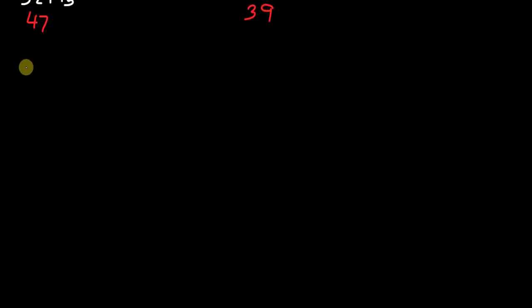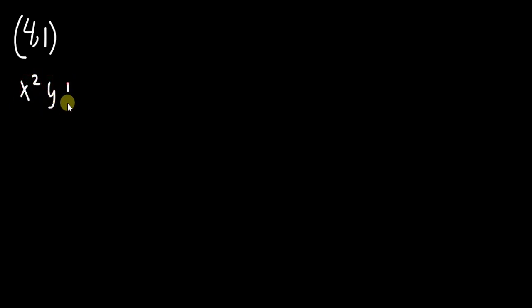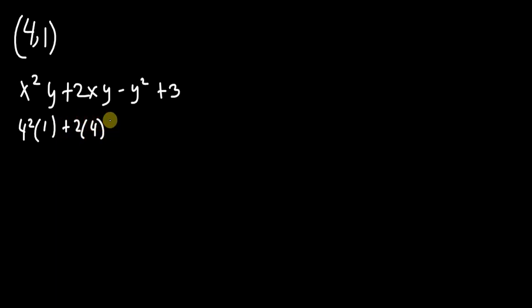Next yung 4, 1. So we have 4 and 1. So na equation, that is x square y plus 2xy minus y square plus 3. So x is 4. So this is 4 square times y is 1 plus 2 times 4 times y is 1 minus y square, that is 1 square, plus 3.